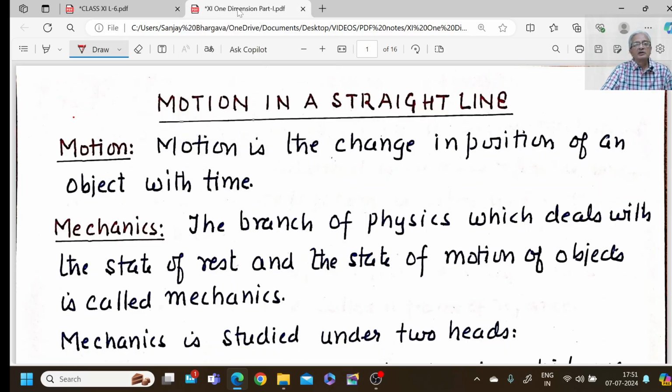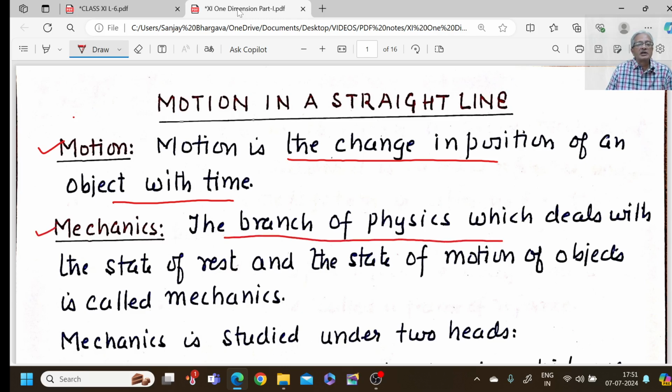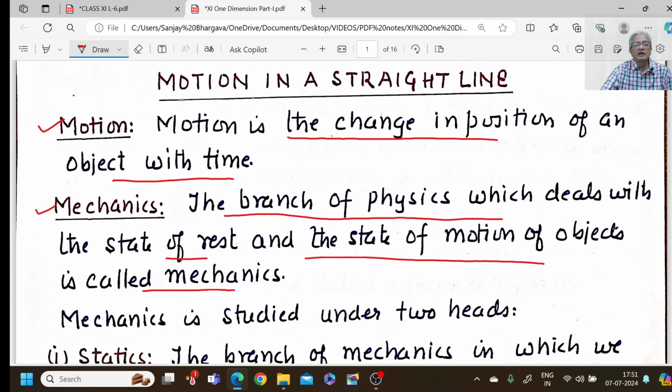So in this chapter we will begin with defining certain important words. The first word that we pick up is motion. Motion is the change in position of an object with respect to time. So if the position of an object changes with respect to time, then we can say the object is in the state of motion. Another word we come across here is mechanics. The branch of physics which deals with the state of rest and the state of motion of objects is called mechanics. So mechanics includes a study of objects at rest and the study of objects in motion.